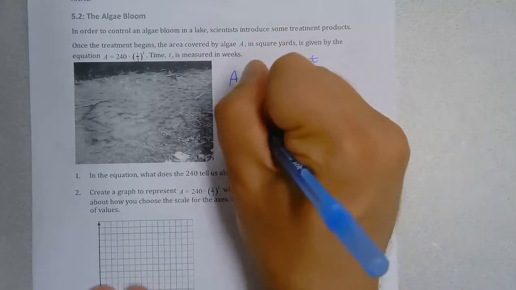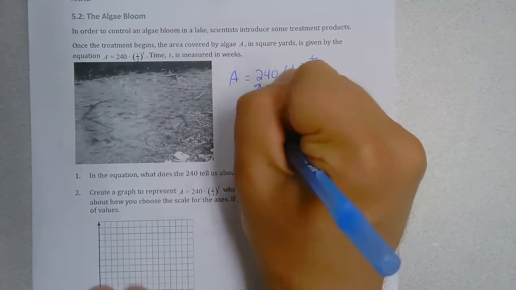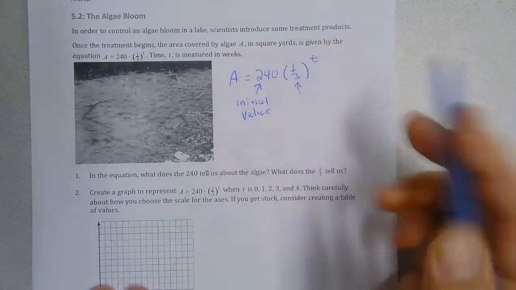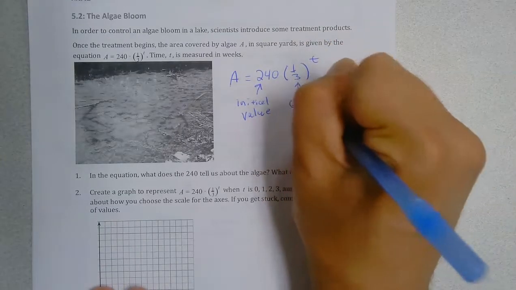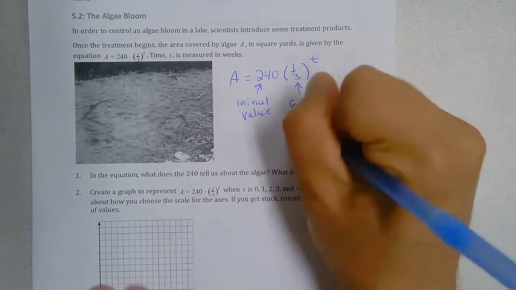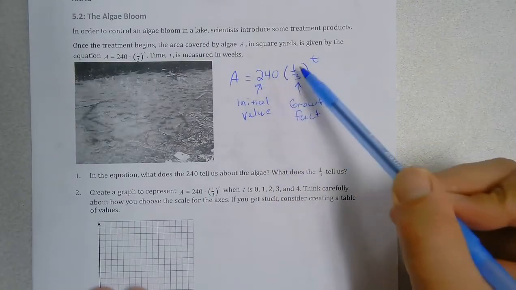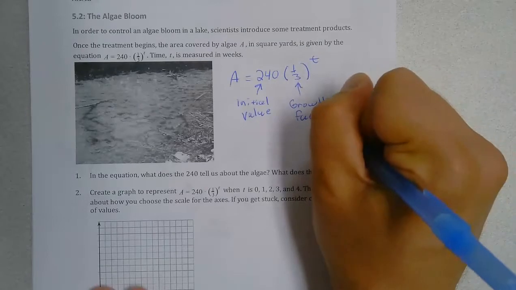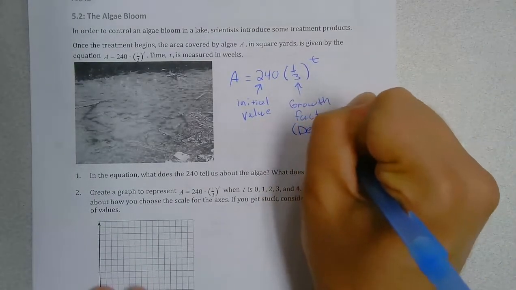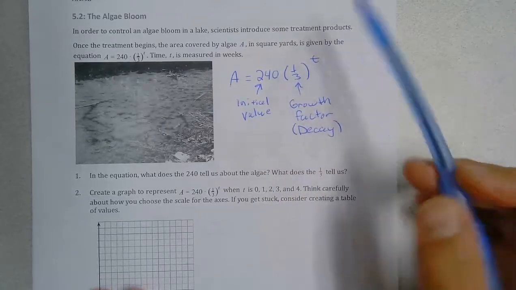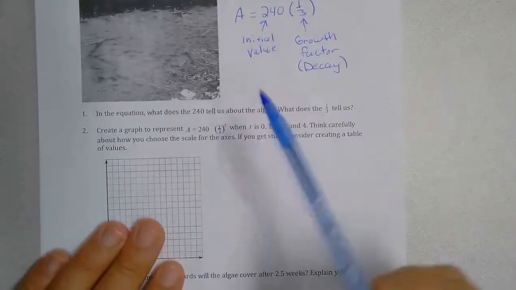Remember, this 240 is our initial value. And here, this 1/3 is our growth factor. And here, because the growth factor is a fraction, this number is actually going to get smaller. So this represents decay, which makes sense because we're treating the algae and it's dying, so it's getting smaller.